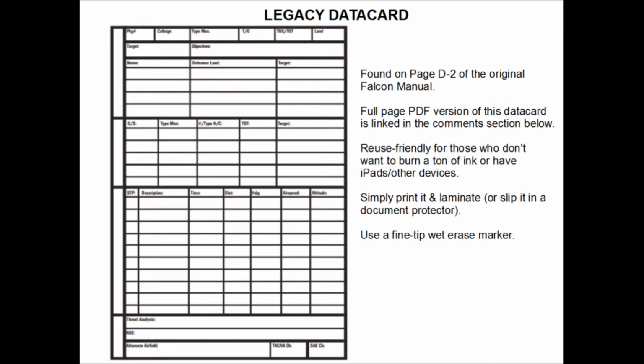This data card is found in the original Falcon manual on page D2. The size of it is not going to really help you out much coming from that manual. So linked down below in the comments is a download of this legacy data card in PDF format, and it's been stretched to full sheet 8.5 by 11. What you can basically do with it is either laminate it or even slip it in a document protector, and use a fine tip wet erase marker, and there you go.